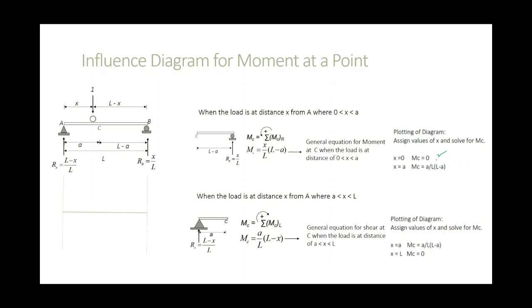And then, plot. Mapapansin nyo, X is equal to 0, so, tayong line. Mapapansin nyo yung X is A, parehas yung value. So, isa lang siya dito. And then, yung L mo is 0. So, ito yung itsura ng moment diagram at point C. Check natin. Okay.